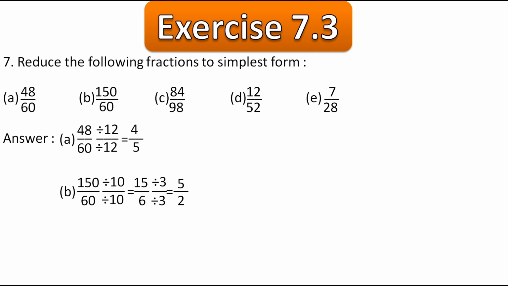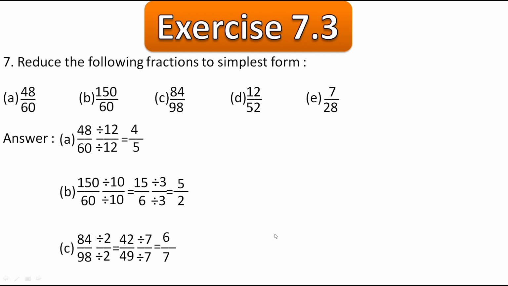Now let's take C, 84 upon 98. Now let's divide this fraction by 2. So I got the answer as 42 upon 49. Now you all know that 49 is present only in the table of 7 and 42 is also present in 7. So I'll divide this fraction by 7. So I got the answer as 6 upon 7. Okay. So this is the simplest form of the fraction 84 upon 98.